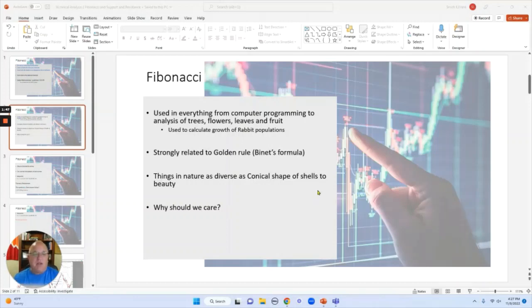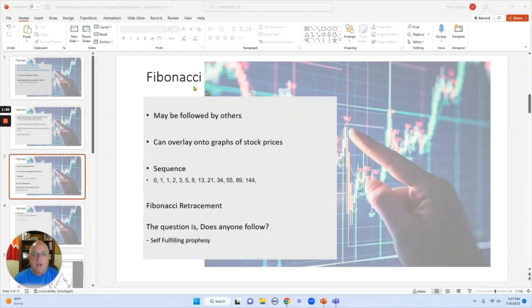So the question is, why should we care about Fibonacci as it relates to the investment world? The question really in many of these is, are they followed by others, and are they going to actually be used in sequence or in conjunction? Because if enough people believe it, it will tend to have an impact, at least in the very, very short term, on investments and so forth. You can overlay it onto graphs. That's the kind of neat thing.